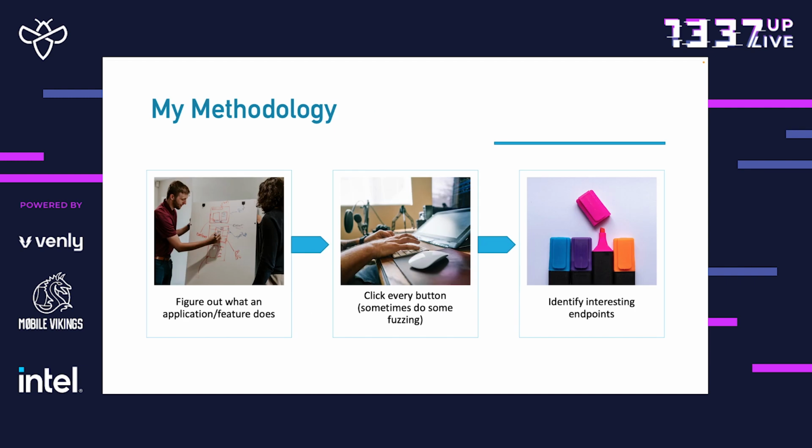Now, if I was a D&D character, I'd make myself chaotic neutral. It's very much chaotic. This may not work for you. But my general methodology is to first figure out what the application or a feature does, so very much focusing on the business logic side. Press every button. I don't do a complex recon. I don't have a lot of scripts running. I use only one or two tools, and I just click every button. And finally, I identify those interesting endpoints and I test them for likely vulnerabilities.